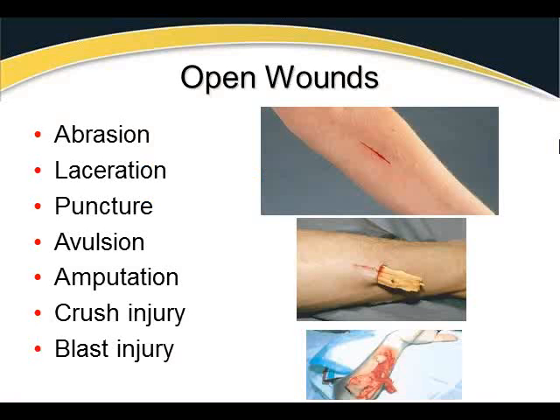So open wounds, something a little more dramatic, something we can actually do something with. Here's our major classifications of open wounds. We have everything from abrasions up to amputations, and then some other oddballs. So abrasions are scrapes. We have lacerations, which are in the first picture there. We obviously have a laceration. Laceration is a general term for cut.